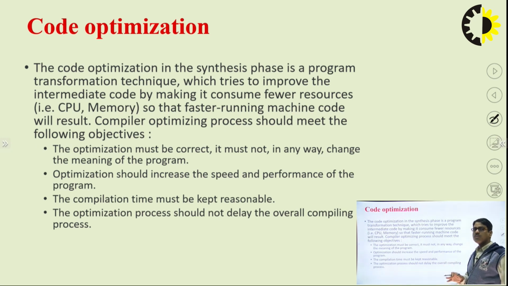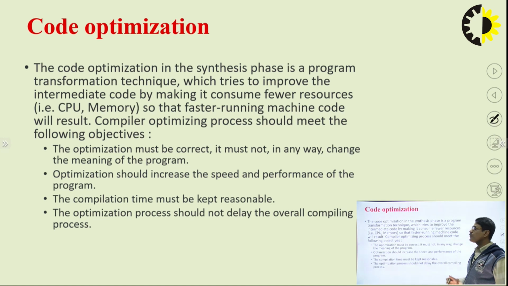So for code optimization we must require intermediate code, and it tries to improve the intermediate code by making it consume fewer resources, because everything depends upon the resources. So we have to optimize it so that we use fewer resources, and if resources are fewer, definitely the running speed is also boosted, so that faster running machine code will result. So this is the purpose of code optimization.